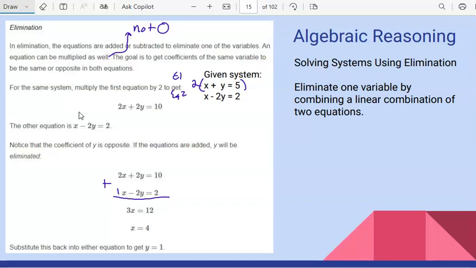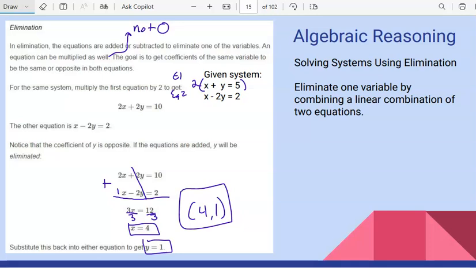So we have 2x plus 1x equals 3x. And 2y minus 2y is 0y. They get eliminated. 10 plus 2 is 12. Divide each side by 3. x equals 4. Substitute this back into either equation to get y equals 1. Again, that ordered pair is (4, 1). That's the intersection of those two lines.